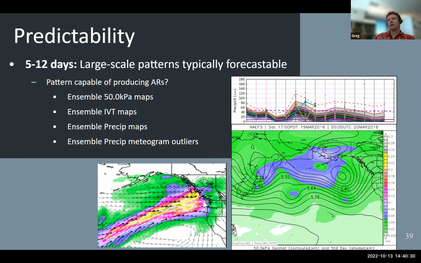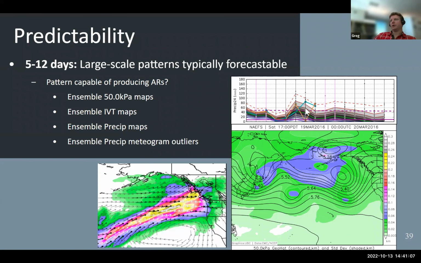So to look at forecasting at these timescales, it's really important to use ensembles. One thing you might use to get an idea of the upper level, large scale pattern is ensemble 500 or 50 kilopascal maps, an example of which is here, where you can see the heights, and then the colors show the spread in the ensemble, how much uncertainty there is in the pattern. There are also ensemble IVT maps that you can look at. And you can also look at things like ensemble meteograms that might show the spread of forecasted precipitation range.